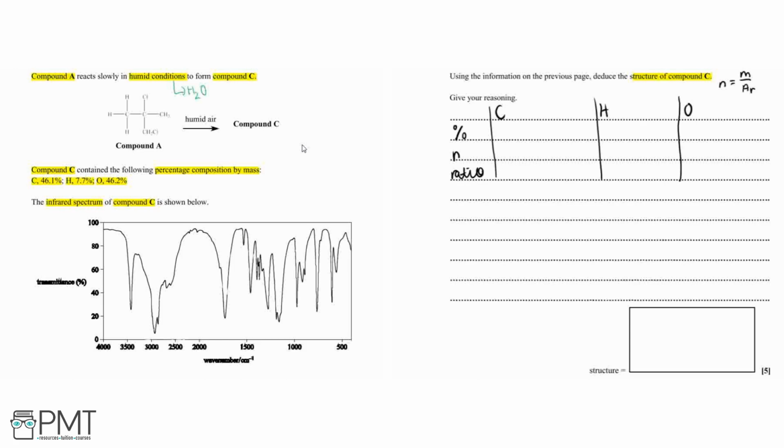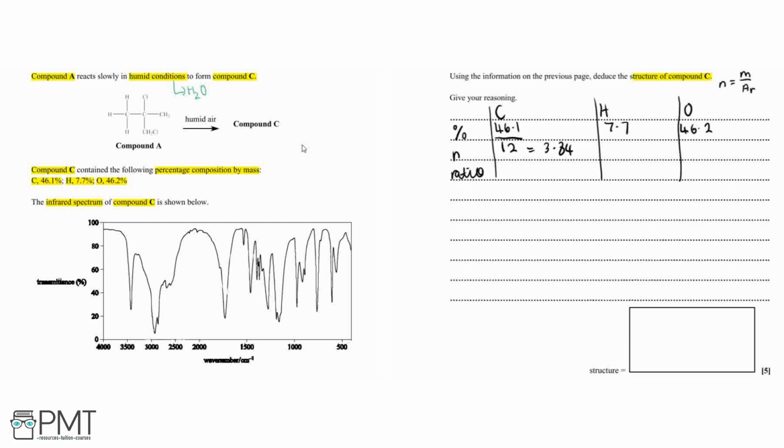So let's start by filling in our percentages. So we've got 46.1% of carbon, 7.7% of hydrogen, and 46.2% of oxygen. So now let's work out the moles of each of these parts. So for carbon, we need to divide this by 12, which will give us a moles of 3.84.